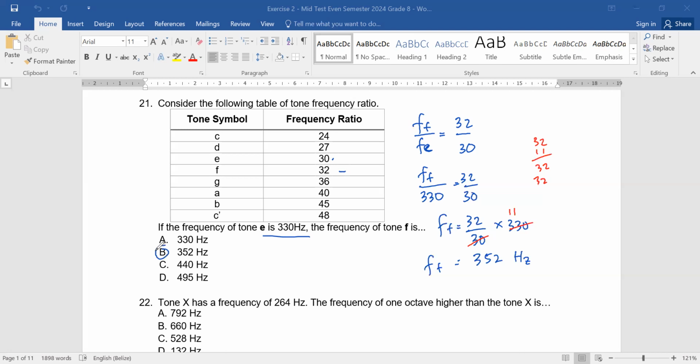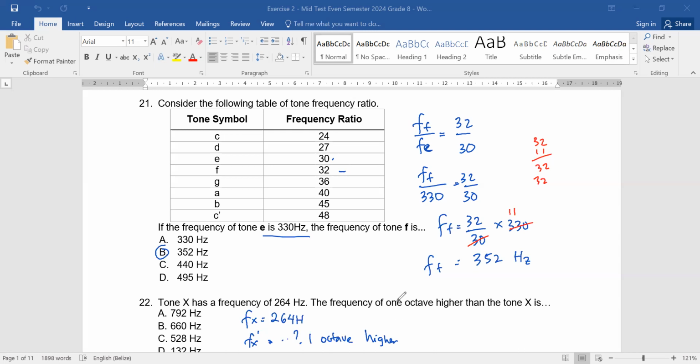Then the next one, question number 22, we're still talking about tone, right? It says that tone X has the frequency of 264 hertz. So the frequency of X is 264 hertz. And then you need to find the frequency of the tone that is 1 octave higher than tone X. So we need to find F prime X, right? So this is 1 octave higher. It's quite important for us to know, is it higher or lower, right?